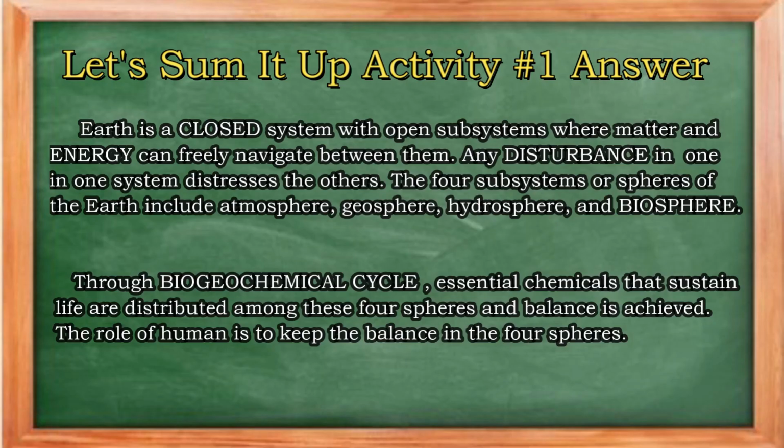Let us together read the paragraph. Earth is a closed system with open subsystems where matter and energy can freely navigate between them. Any disturbance in one system distresses the others. The 4 subsystems or spheres of the Earth include atmosphere, geosphere, hydrosphere, and biosphere. Through biogeochemical cycle, essential chemicals that sustain life are distributed among these 4 spheres, and balance is achieved. The role of human is to keep the balance in the 4 spheres.